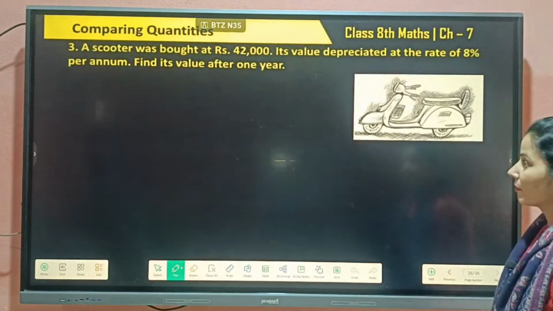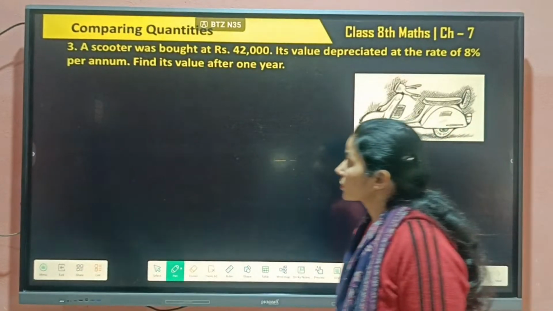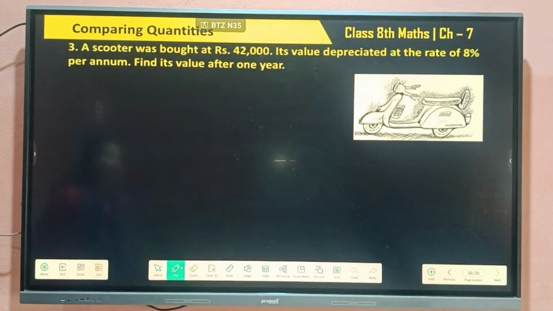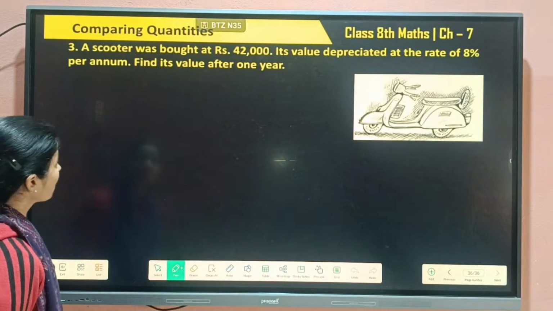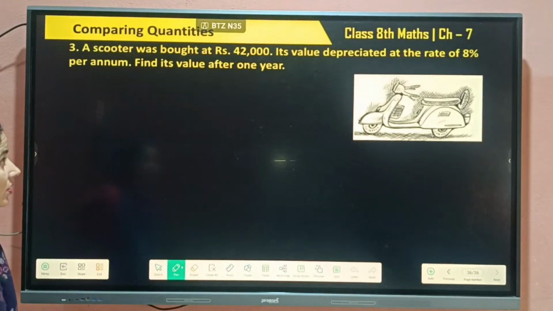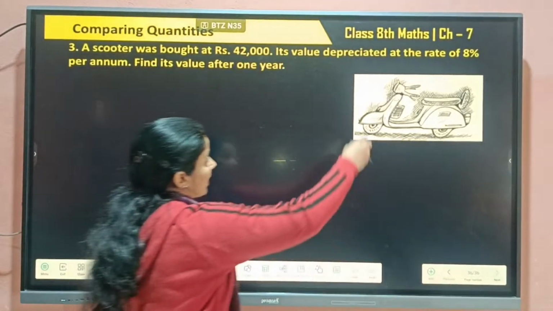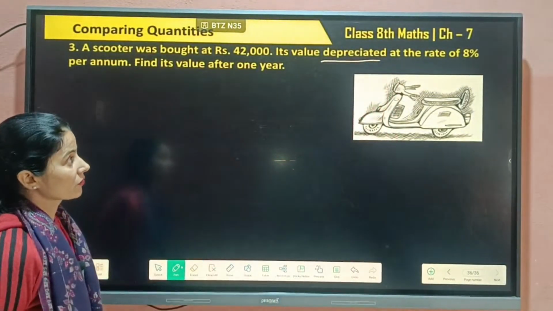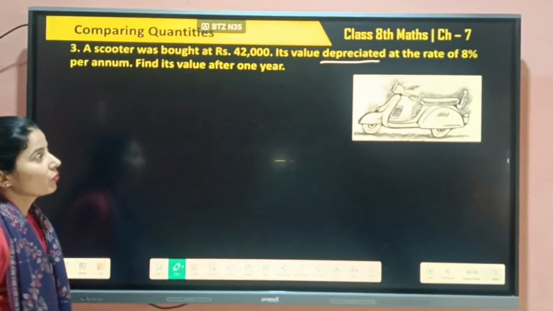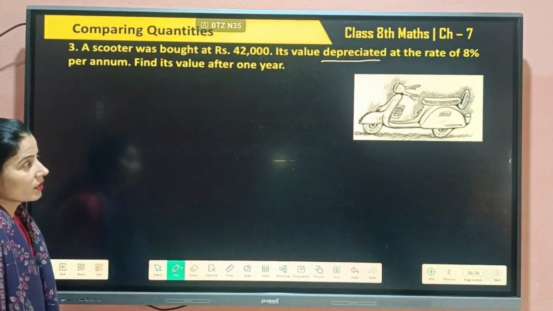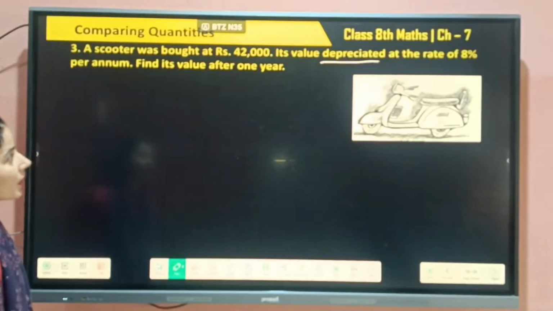Now question number 3. This is the last question of this exercise. A scooter was bought at rupees 42,000. Its value depreciated at the rate of 8% per annum. Find its value after 1 year. Okay, this is a depreciation price we have to find out. Before this, in one question we already discussed what depreciated value is. This is a decrease in the value of the given article.